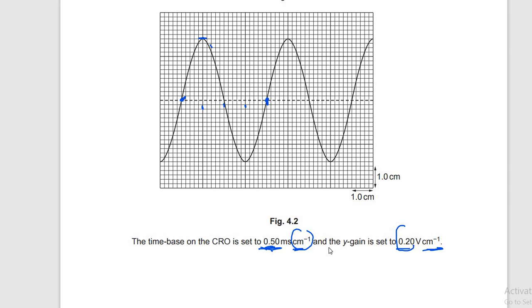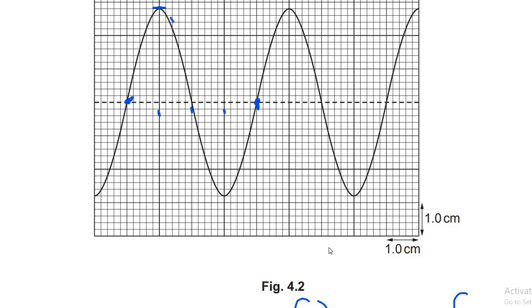Let me enlarge it also. Let's start from here. 1, 2, 3, 4, 5. This is 1 box, 1 centimeter. 1, 2, 3, 4, 5. This is 2 boxes. That's the remaining one. 1, 2, 3, 4. It's not up to 1 box.